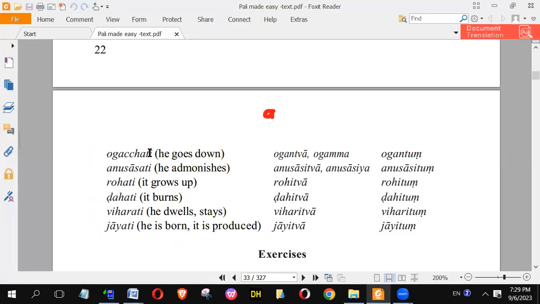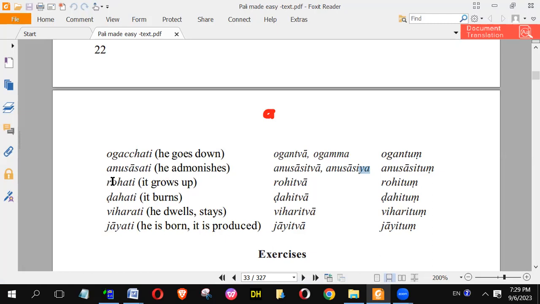So English present tense will be he goes down, or here you can translate having gone down or after going down. And then this is the tum. Tum means to go down, right? So anu is a prefix. Root is sas and a and t, all right? So anasasitua and anu sas with the ya, put the insertion of I, right? Anasasitum. Admonish, or sometimes beside admonish, another meaning of advice.